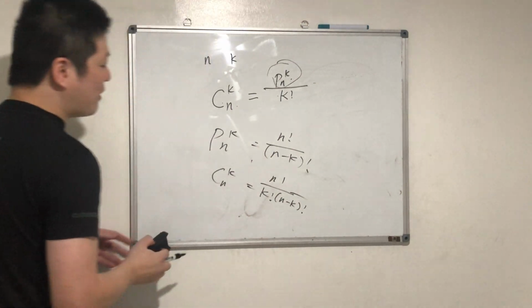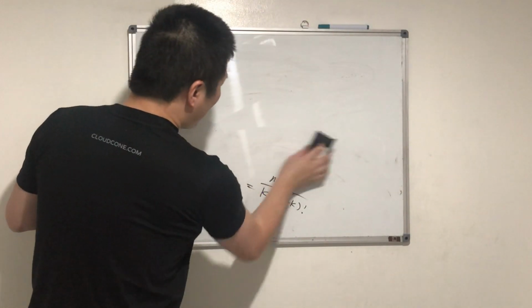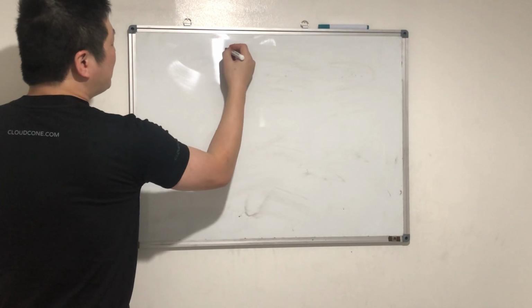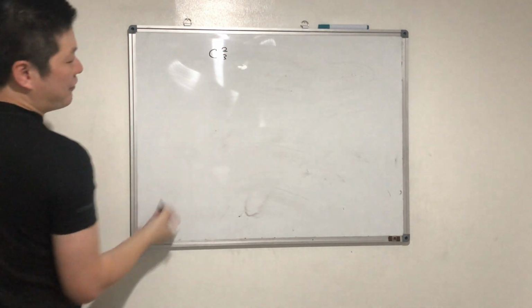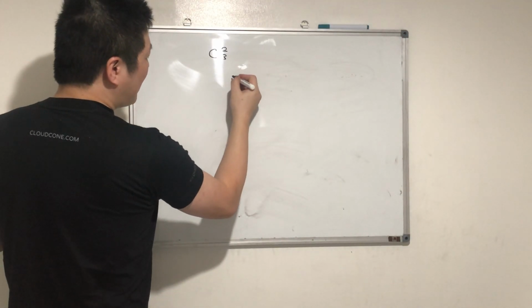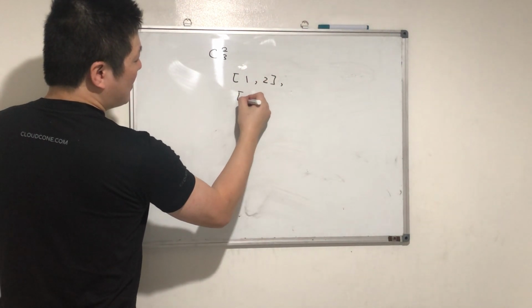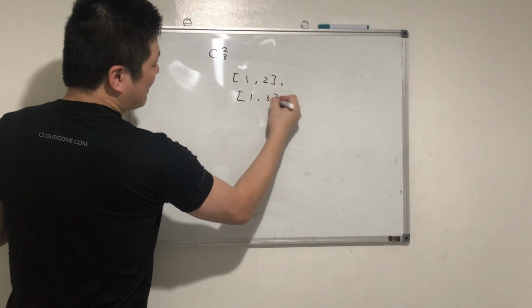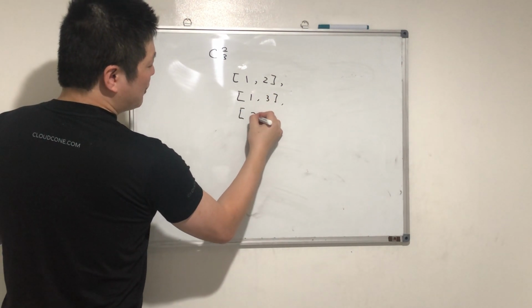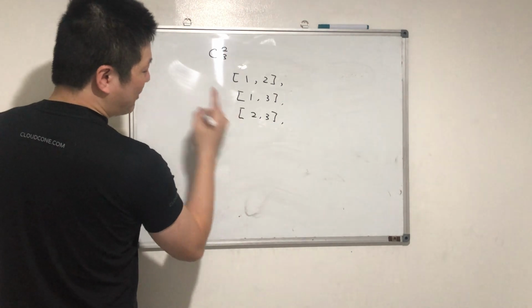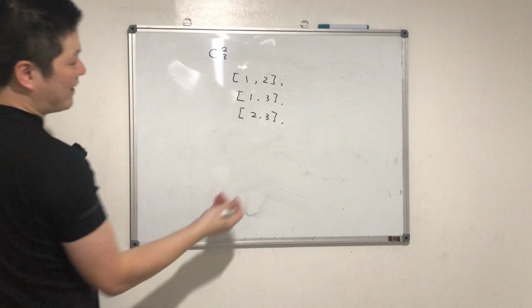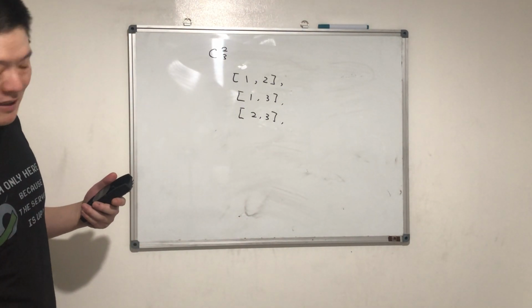Okay, so now, today, if I tell you picking 2 numbers out of 3, C 3 2, you need to return 1, 2, 1, 3, 2, 3, and what else? I think that's it, right?